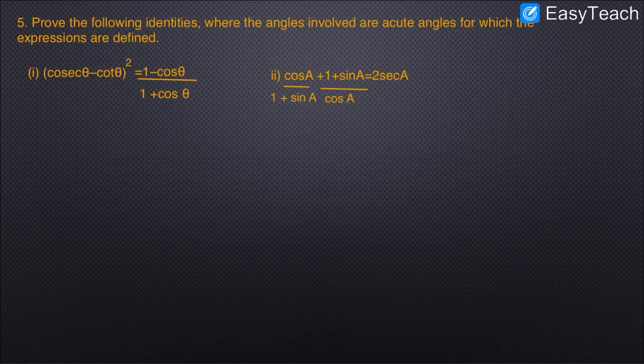So by doing so, it will become cos A by sin A. So here sin A by cos A, sin A by sin A plus 1 by sin A. So each term should be divided by sin A. So here also cos A by sin A plus sin A by sin A minus 1 by sin A.